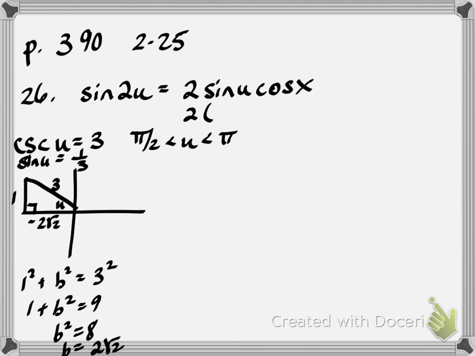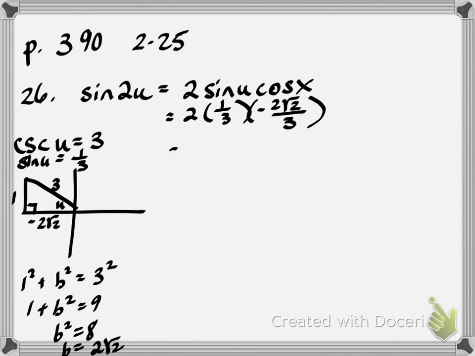So it's 2 times sine of u, which is 1/3, cosine of u, which is -2 square root of 2 over 3. I'm going to get rid of this info right here. So 2 over 1 times 1 over 3 times -2 square root of 2 over 3. That's -4 square root of 2 over 9. I put the negative with the numerator on that last fraction.